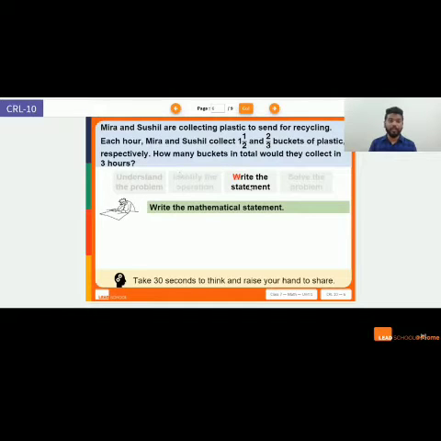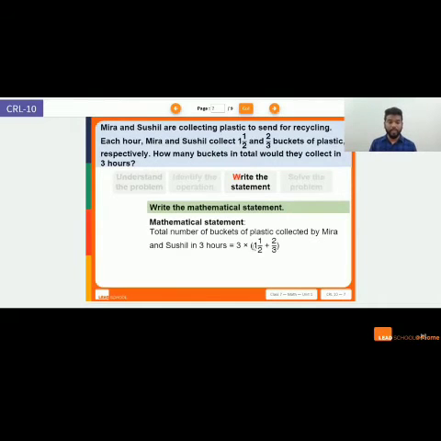Then the third one is writing the statement. We know maths is all about numbers, but it's also about what information we are passing along with the numbers. So whenever you write a number, make sure you're writing a small statement next to it. Here we are doing word problems, so statements play a very important role. So let us see the mathematical statement.